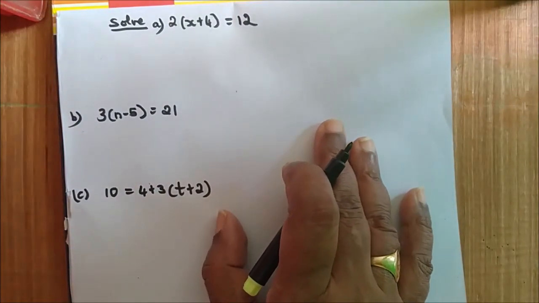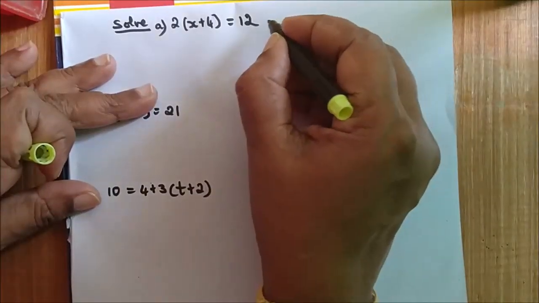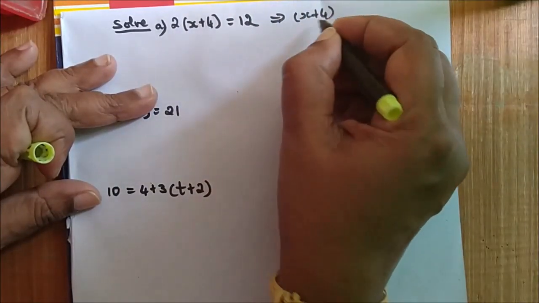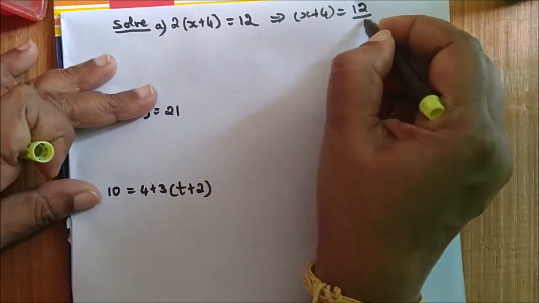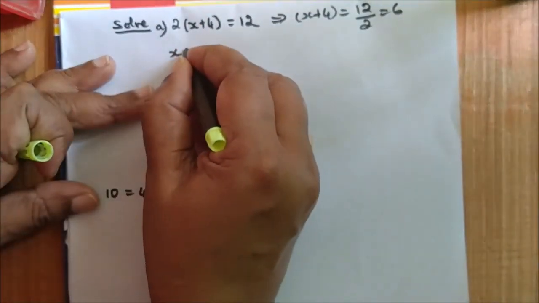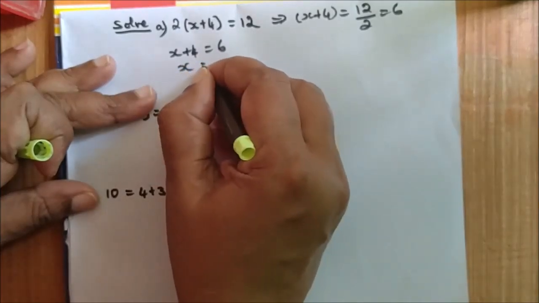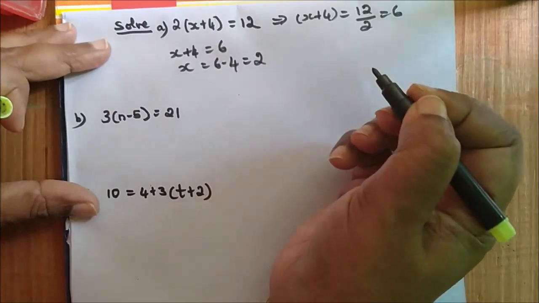Solve 2 within brackets x plus 4 equals to 12. Now we can write this as x plus 4. I'll take the 2 to the other side. It will become divisible. 12 by 2, which is equal to 6. Or in other words, x plus 4 is equals to 6, or x is equals to 6 minus 4, which is equals to 2.